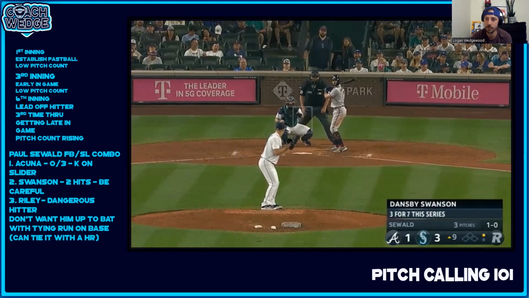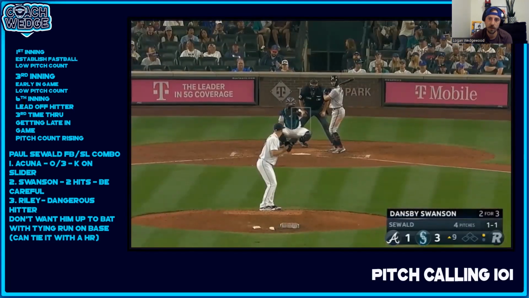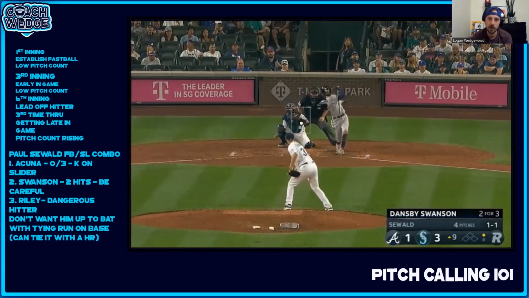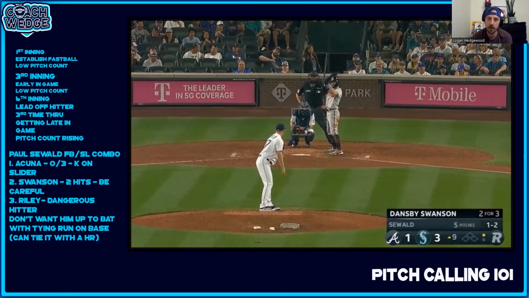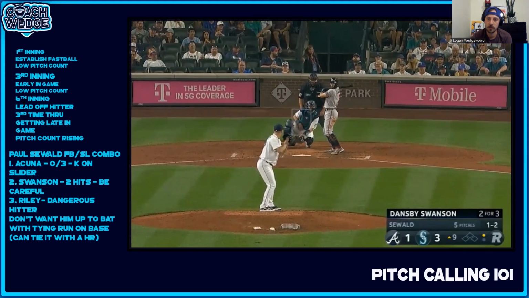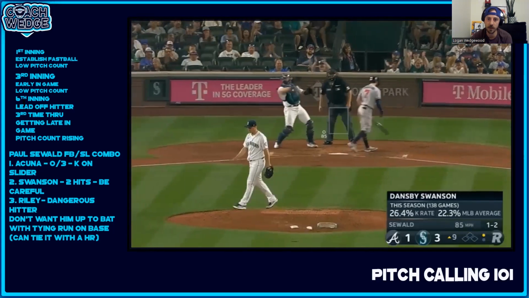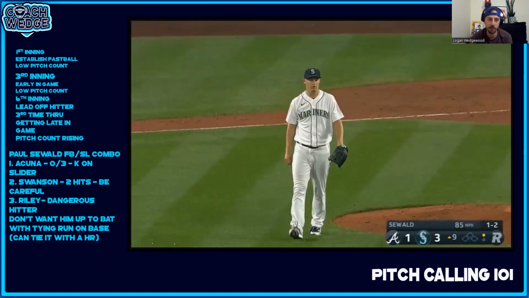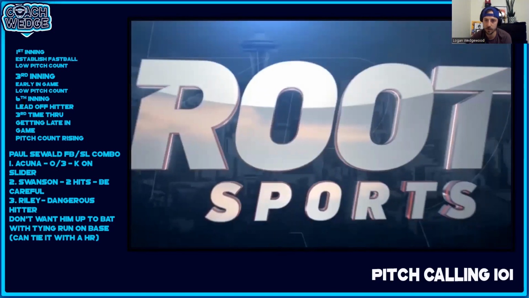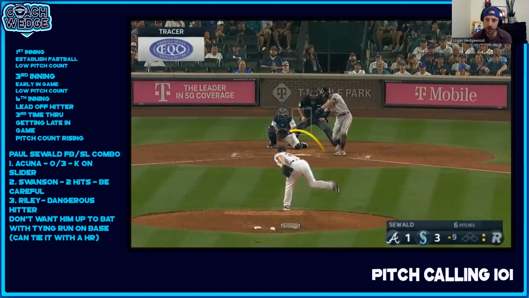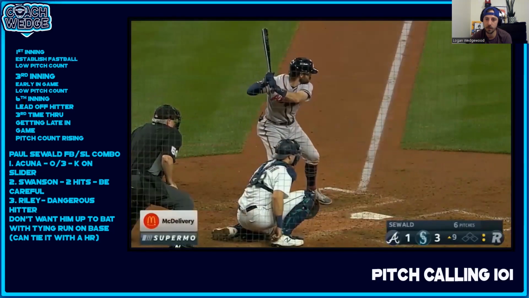One out. 1-0 count to Dansby here. Fastball, 1-1. Slider. Now it's 1-2. And another slider. Got him. Made him look pretty silly about it too. Okay, so two outs on sliders. Both, and they're pretty good sliders, right? That's a pretty good pitch. Made him look pretty silly.